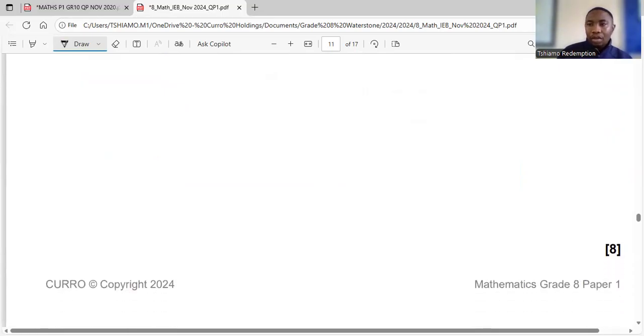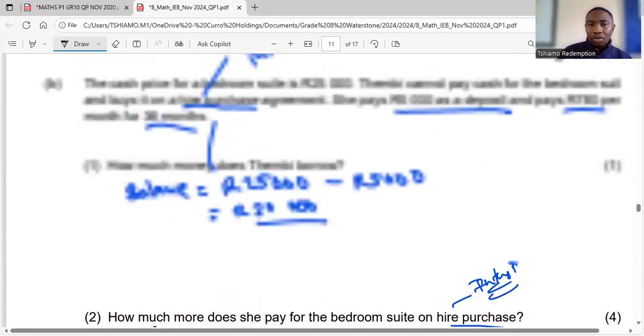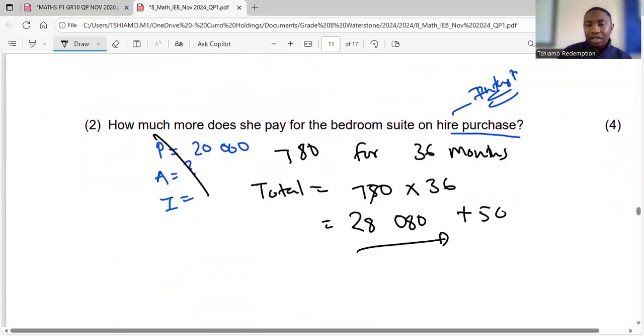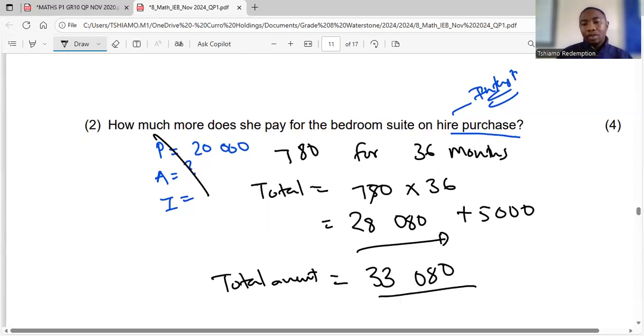Okay, so if we were to add, I'm not sure if the question is asking that, but if we were to add the 5,000 deposit, then the total amount that this person spent on this item will be 28,080 plus 5,000, which is 33,080. So that's what they're looking for. This is how much it will be for 36 months plus the deposit. So the total amount, everything summed up together, would be 33,080.